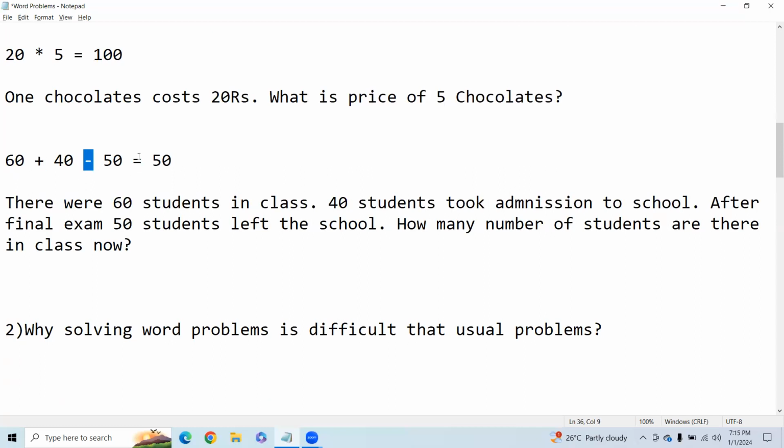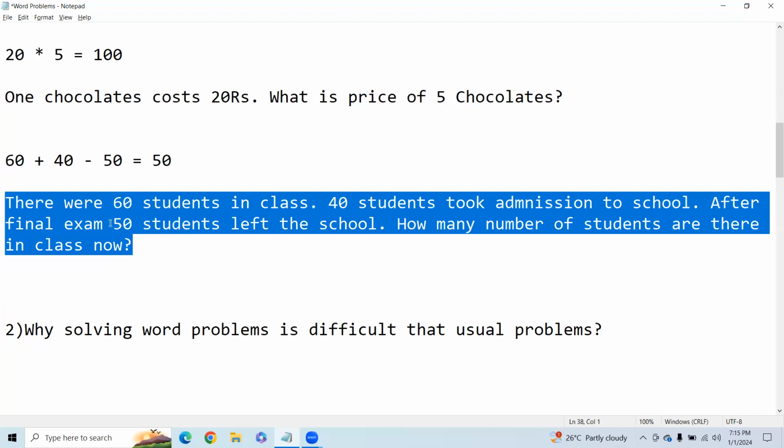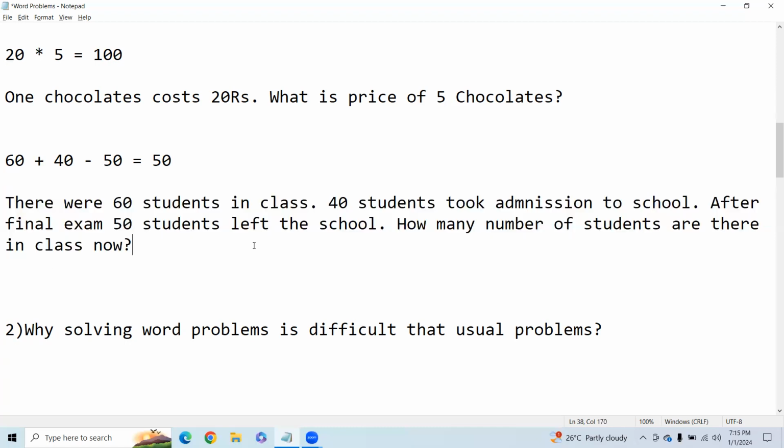60 plus 40 minus 50. So here 60 plus 40 is 100, 100 minus 50 is 50. Now, if you look at this question, there are 60 students in the class, 40 students took admission to the school. After the final exam, 50 left the school. So how many students are there in the class now?